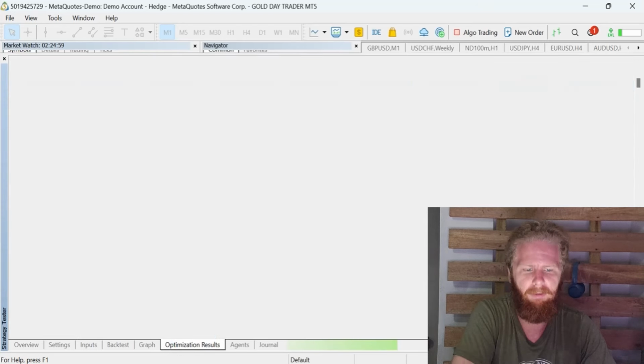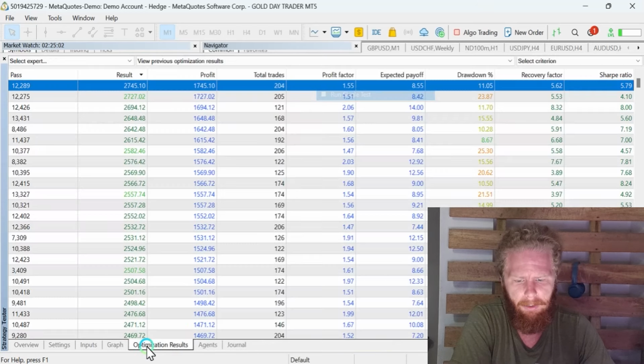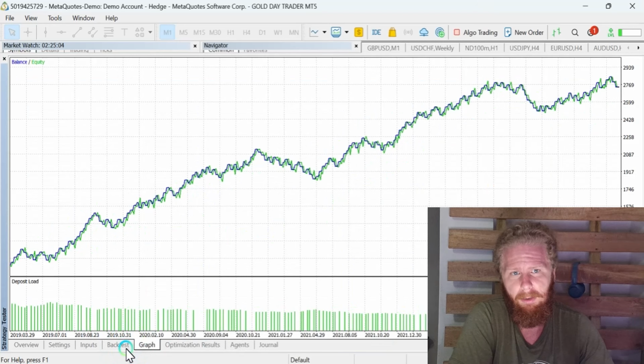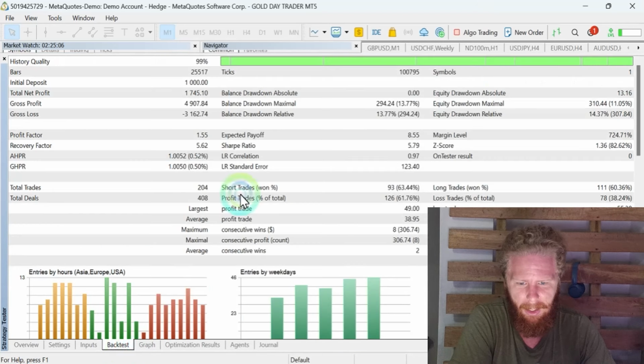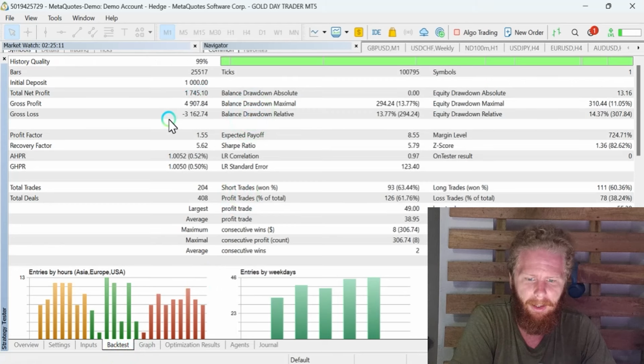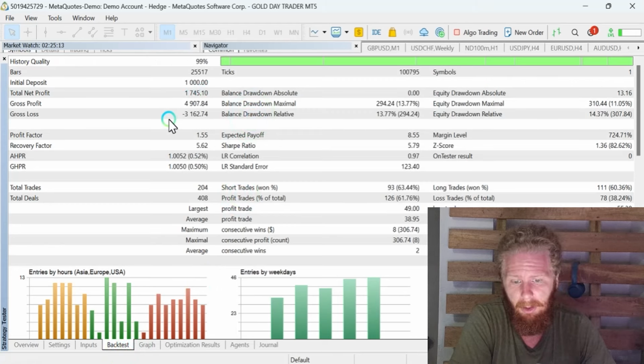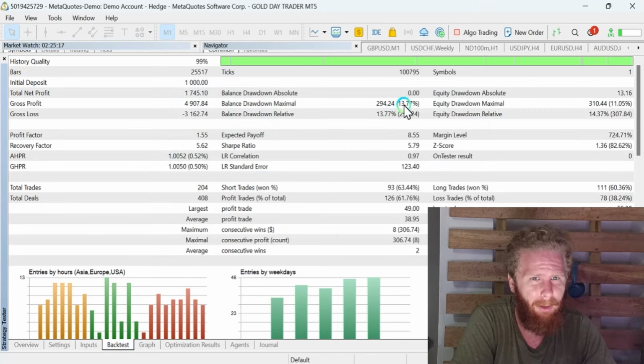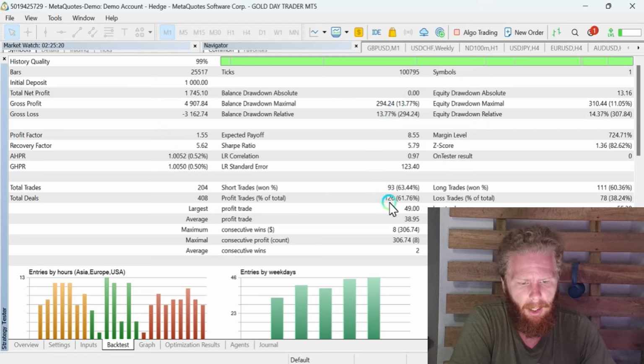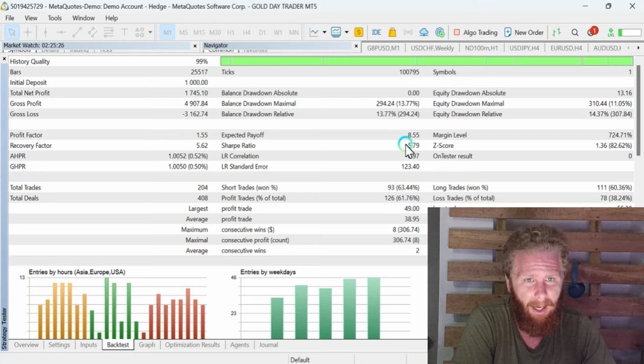Let's see, it is enough, it is enough. Let's see how it is looking like. Yeah, so in backtest, it is very good. It's great because it is done like 170% gain and only 13% drawdown, which is a good ratio. The win rate is pretty good. The Sharpe ratio is above 5, and so it is great.